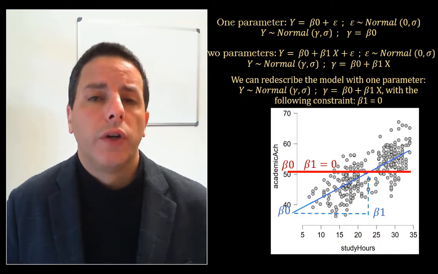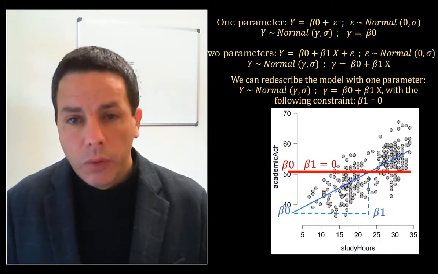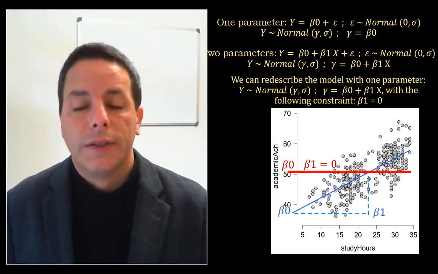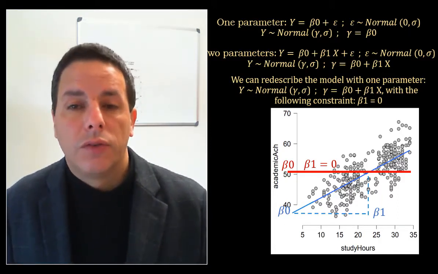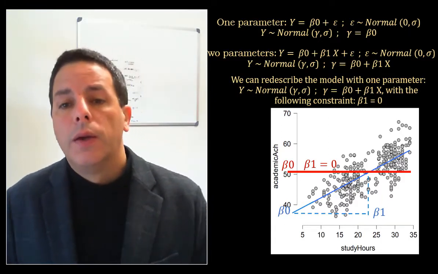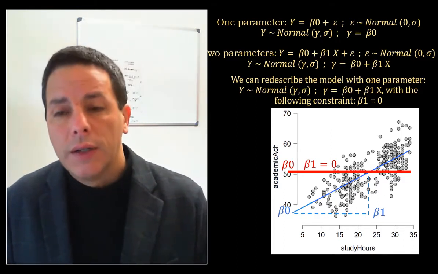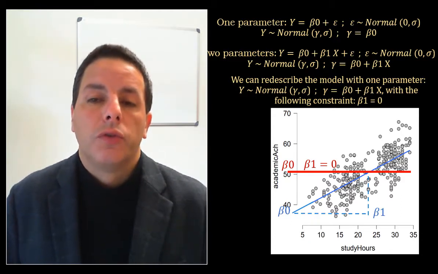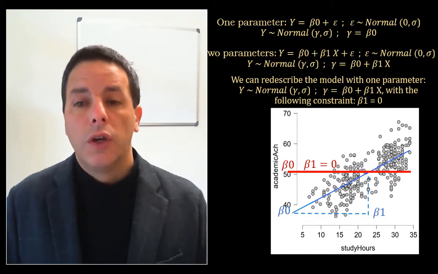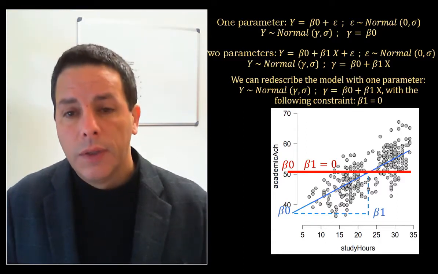Okay, so the two models we compared in the masterclass were a model with one parameter, or a simple model, and because the best estimate of that parameter is the mean of the sample, we sometimes call it the mean model. And a model with two parameters, which has a beta 0 and a beta 1. One corresponds to the intercept and the other one to the slope. So these are the two models we went through in the masterclass.